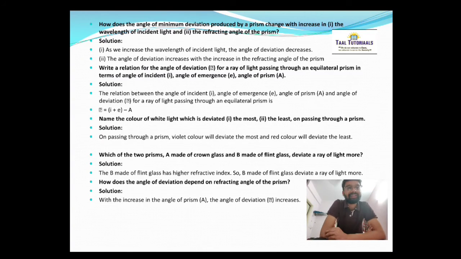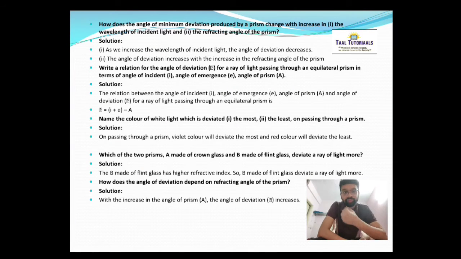Name the color of white light which is deviated the most and the least on passing through the prism. On passing through a prism, violet color will deviate the most and red color will deviate the least. Which of the two prisms, A made of crown glass, B made of flint glass, deviates a ray of light more? B, made of flint glass, has higher refractive index, so B deviates a ray of light more.